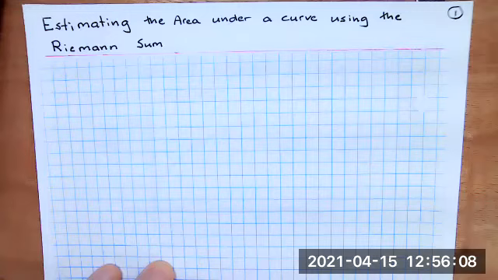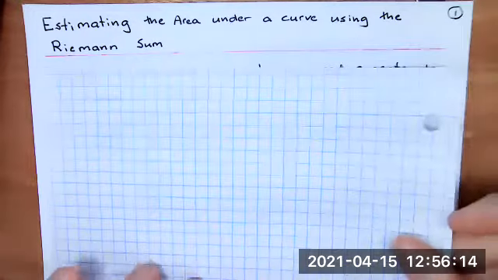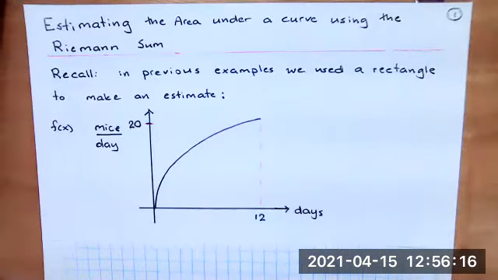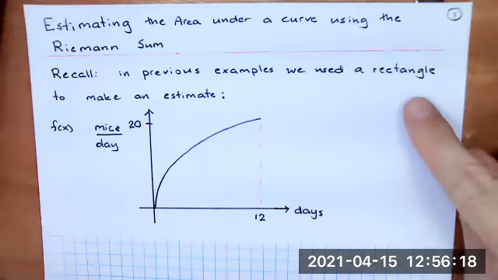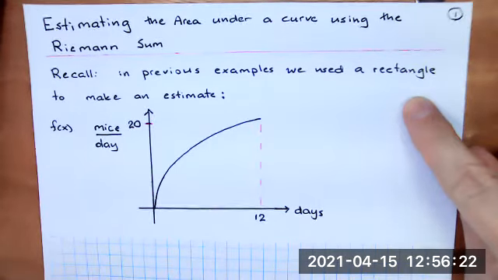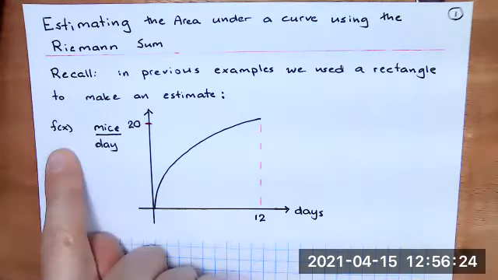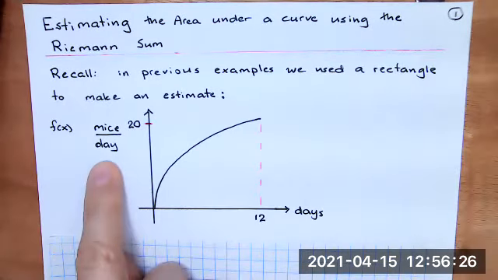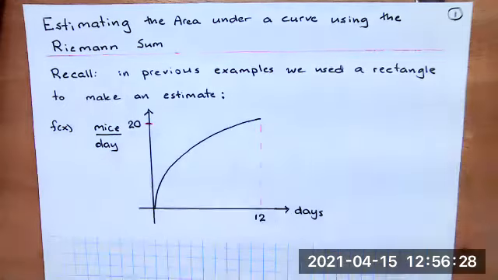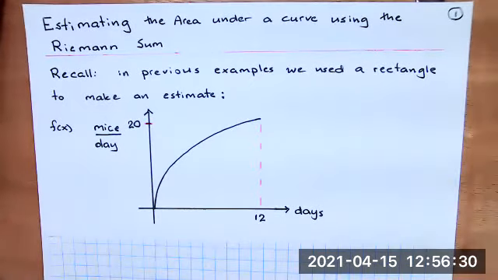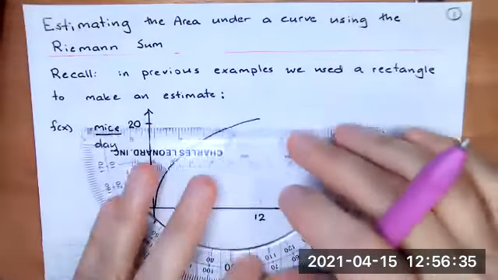All right, let's estimate the area under a curve using a Riemann sum. But first, let's review what we know already. Before, we used a rectangle to make an estimate. Let's say we have a function f of x that gives the number of mice that move into the basement each day. And we're going to enclose this in a rectangle.